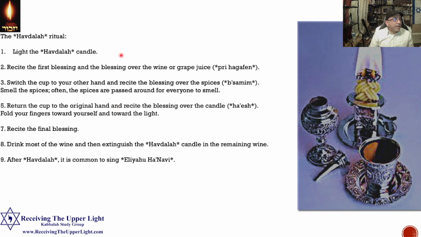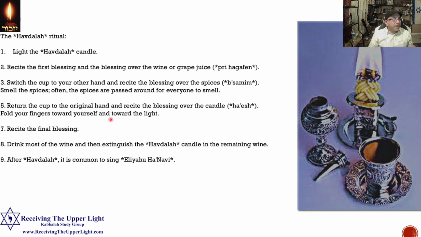But we light the candle, we do the blessing over the wine. Then we switch the cup to the other hand, meaning if you're right-handed, to the left, or if you're left-handed, from the right, right? And then recite the blessing over the spices. You pick the besamim, the spices, and smell the spices. And then, in some households, in some traditions, the spices are passed around. Like in my household, we pass the spices around so everybody can smell them, right?